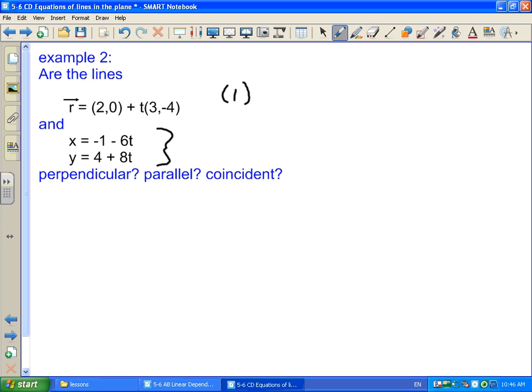So how can we put this into vector form? Well, it's sort of the opposite of what we did before. These two numbers here, -1 and 4, are going to give us our anchor point here, or a point that is on the line. And we're going to have t plus these two numbers here, the -6 and the 8, give us our direction vector. So (-6, 8) is our direction vector. So we'll call this one line 2.